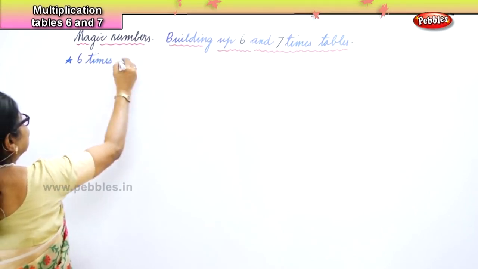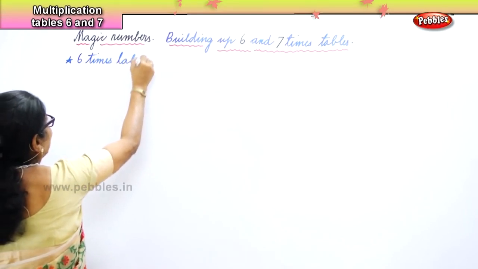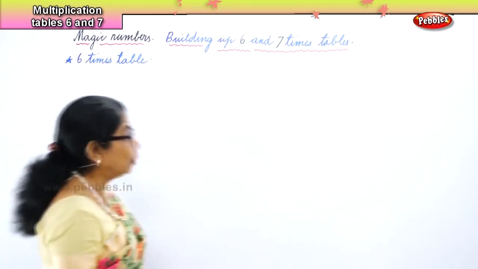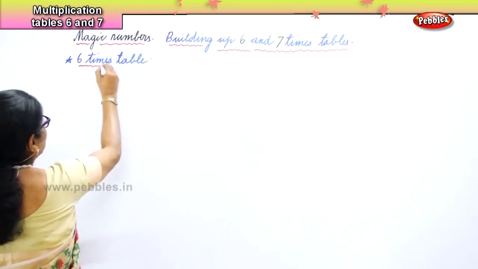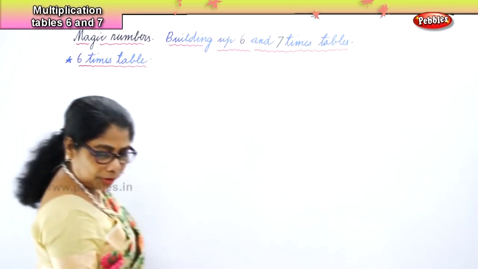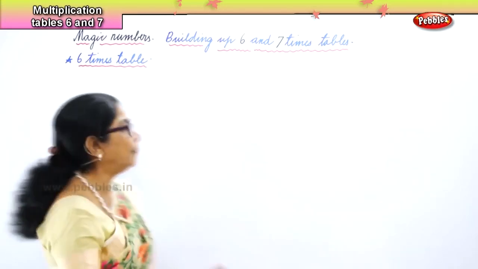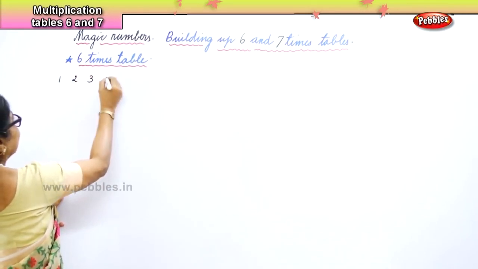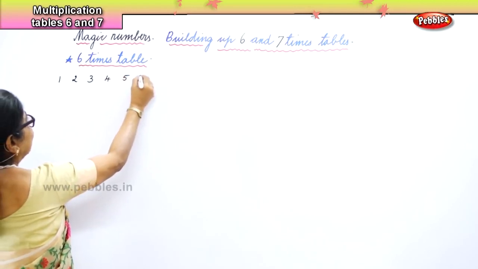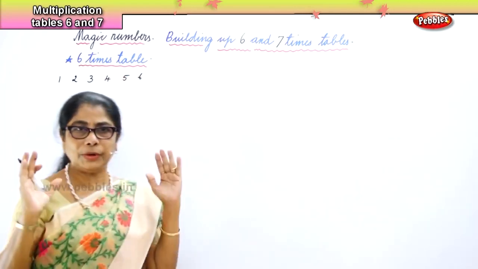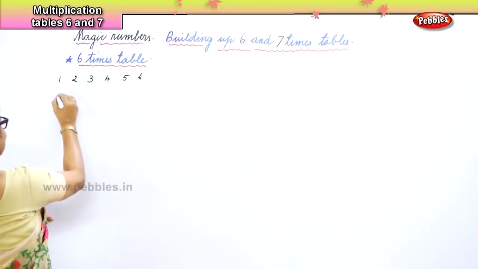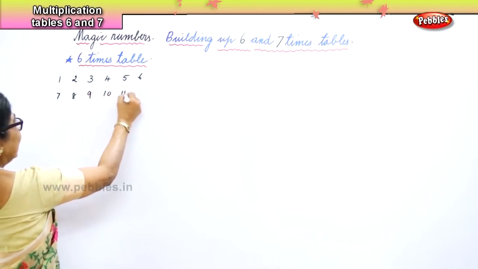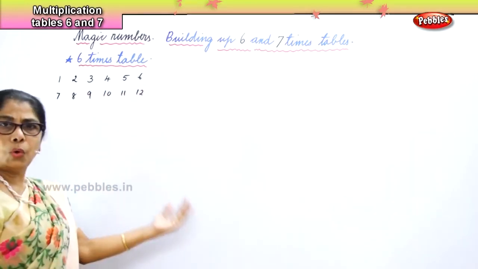How do we write our 6 times table? How do we build? We're going to write 1, 2, 3, 4, 5, 6, just like we did for 3 and 4, you write the numbers, the magic numbers. Stop with 6 because we are doing the 6 times table. Then go on: 7, 8, 9, 10, 11, 12, and you go on and on.